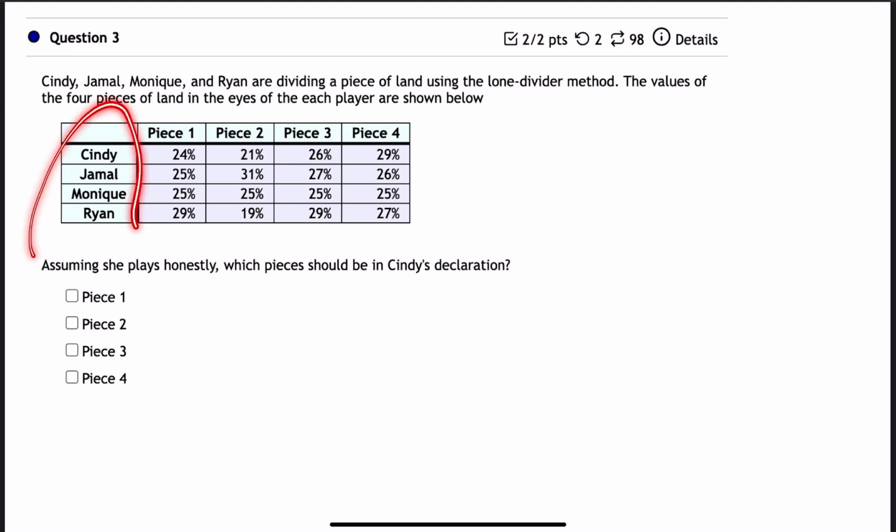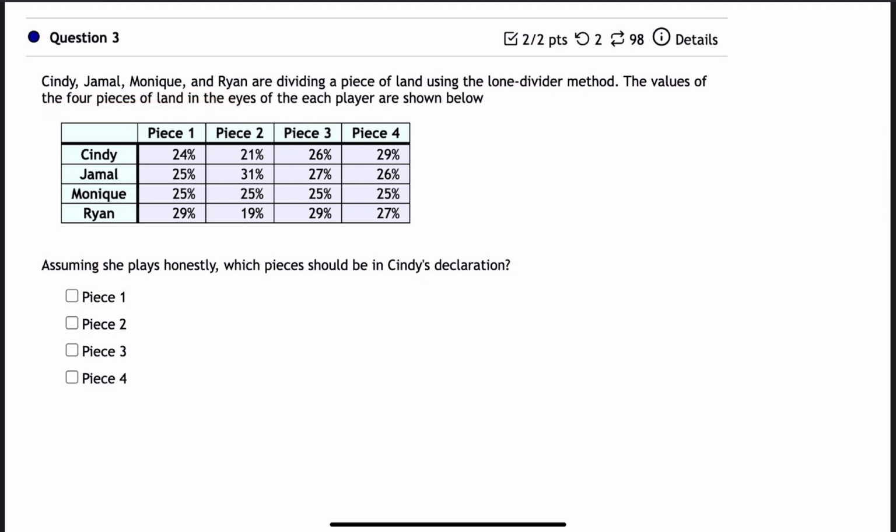And so these are the values. The values of the 4 pieces of land in the eyes of each player are shown here. One question you might ask yourself is, who did the dividing? Who divided up this land?